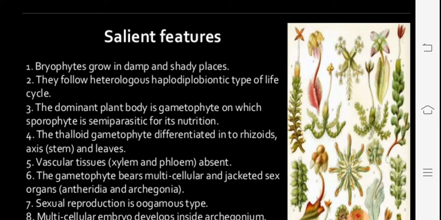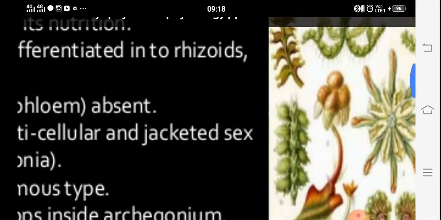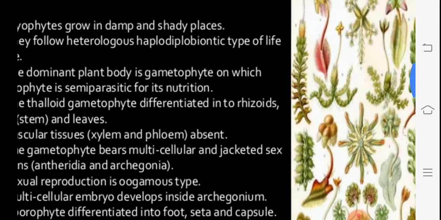It is heterologous and haplodiplobiontic. Actually, this word is from the algae, but already we know in evolution that bryophytes are supposed to have developed from the algae. So haplo means the haploid stage is there, and heterologous, that is the haploid containing antheridia and archegonia, and the diploid, that is the zygote formation, embryo formation in the bryophyta. So it is a very interesting part.